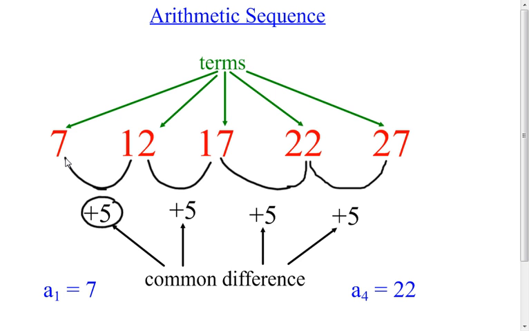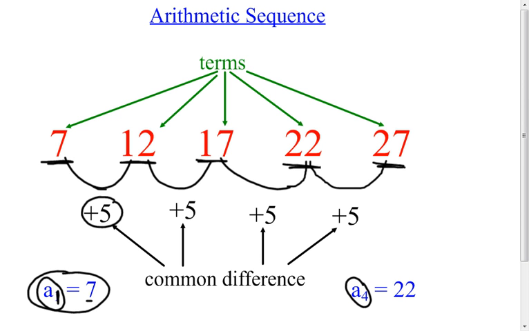And then some terminology you need to be familiar with. All this number down here means is the term number. So this is the first spot in my list, the second spot, the third spot, the fourth spot, the fifth spot. So what this is telling me is in the first spot on my list, I have the number 7. What this is telling me is in the fourth spot on my list, I have the number 22. So this just tells you what spot in the list it falls.